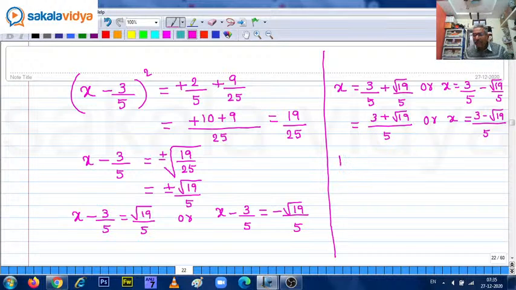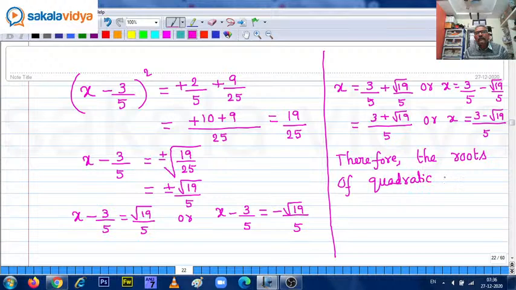So therefore the roots of the quadratic equation are 3 plus root 19 upon 5 and 3 minus root 19 upon 5.